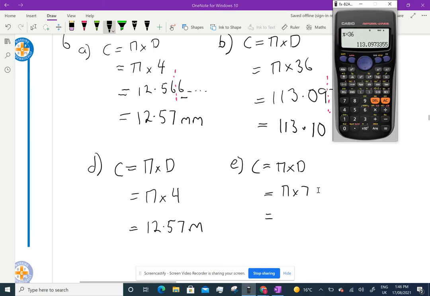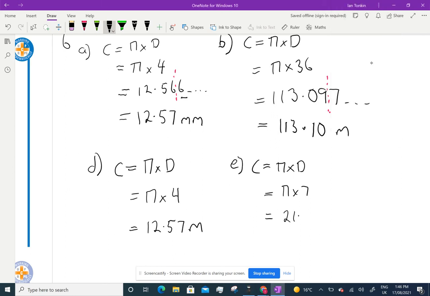I use my back arrow so I don't have to retype it all in. I get rid of the 36 and I put in 7. And I get 21.991. There are a whole lot of other numbers, but I only have to go to there because we're going to 2 decimal places. I'll draw that line down there and I go, the number behind is less than 5, so I do not do any rounding.